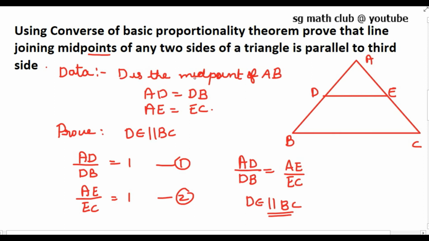So I have used the midpoint information: D is the midpoint of AB, that means AD equal to DB. Then I equated the ratios and we get the answer. By using the converse of the basic proportionality theorem, I can write DE is parallel to BC.